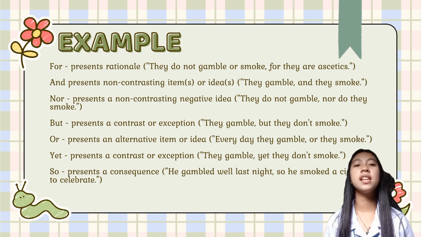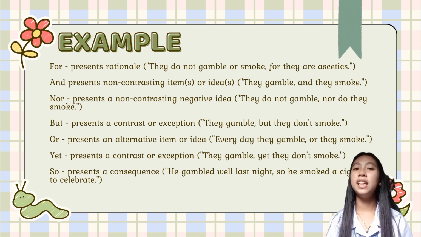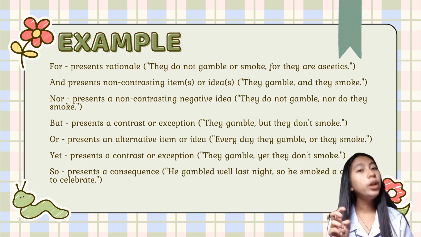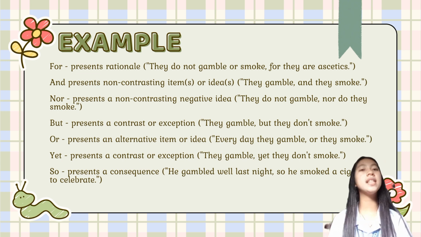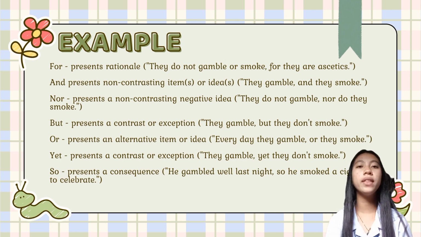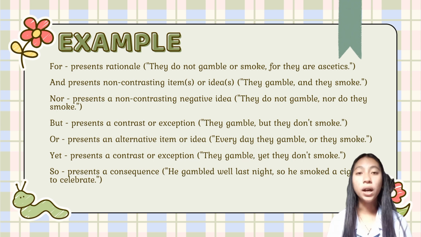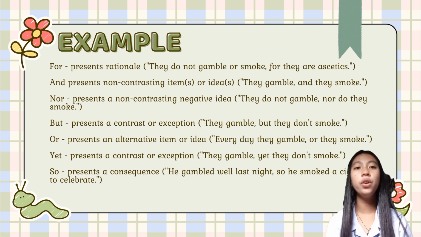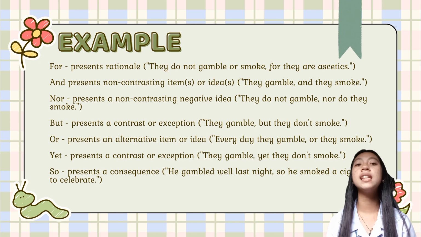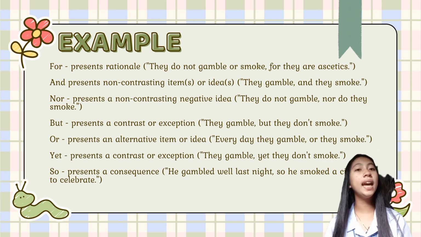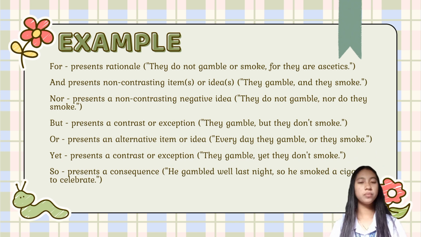Nor joins non-contrasting negative ideas. In the statement, they do not gamble, nor do they smoke, nor emphasizes the absence of both activities without suggesting a contrast between them. But indicates a contrast or exception. For instance, they gamble but they don't smoke, highlights the difference between gambling and not smoking.